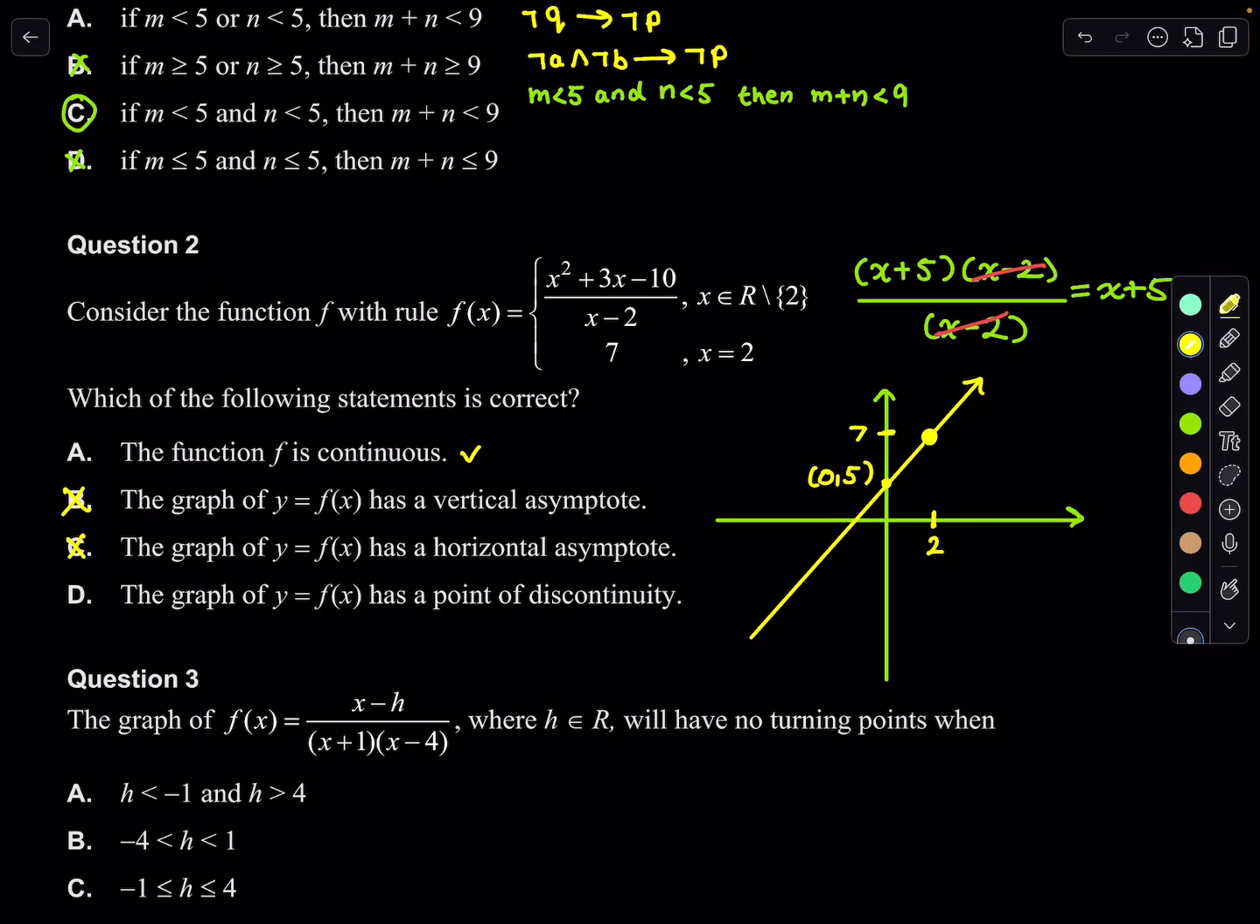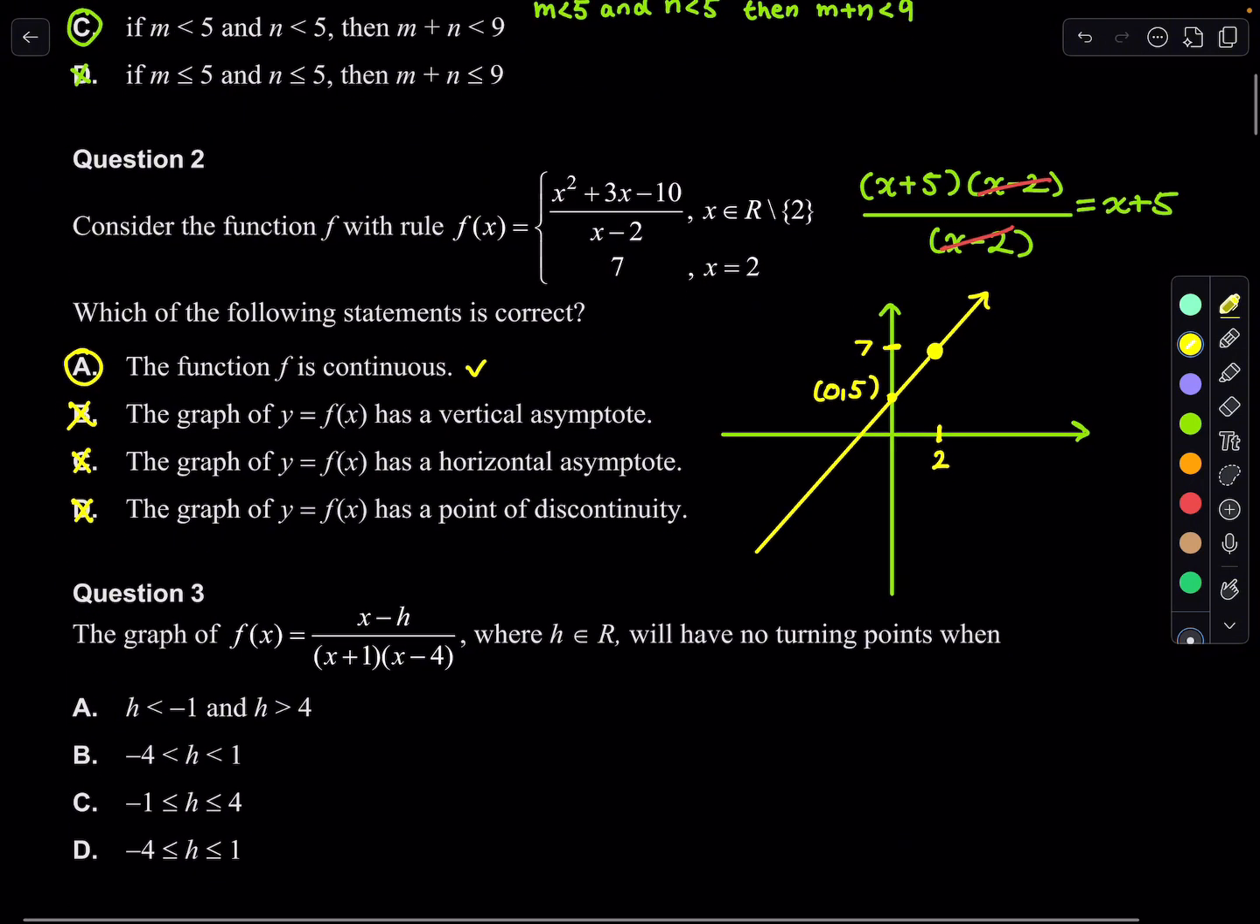The graph of f of x has a point of discontinuity. It had a point of discontinuity, but this little function actually filled in that hole. So it's not discontinuous, it's actually continuous. So it's 2a. Hope that makes sense. Beautiful. It's a really nice question.